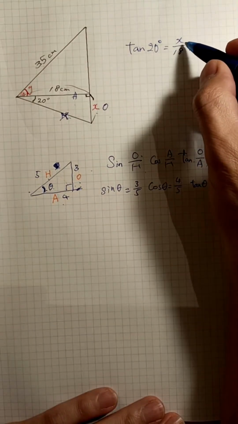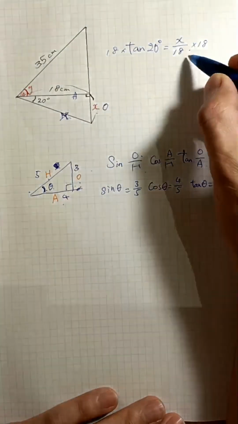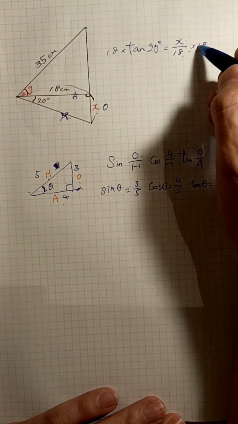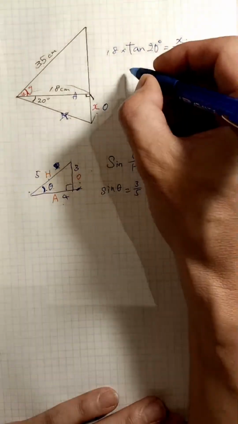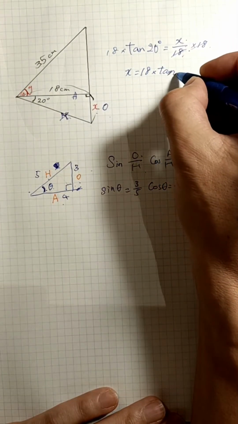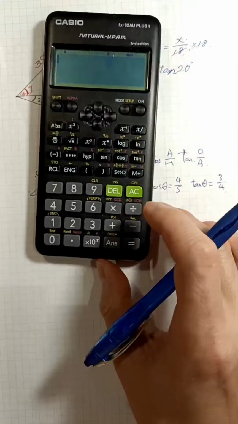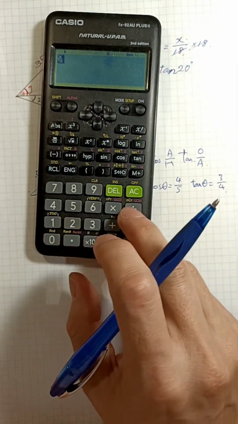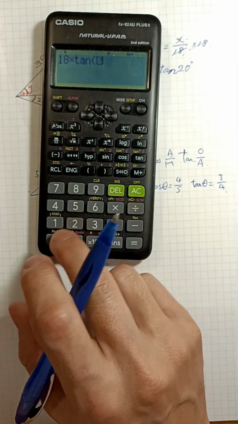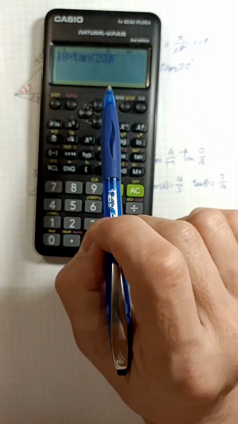To figure out x, if you times by 18 on both sides, you can cancel this 18, because this is x divided by 18 times by 18, so you can cancel this one out. So x equals 18 times tangent 20 degrees. Let's say 18 times tangent 20. Then you have to be careful: your calculator setting needs to be degrees.